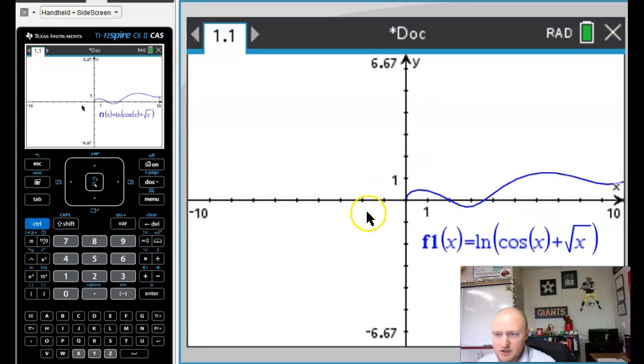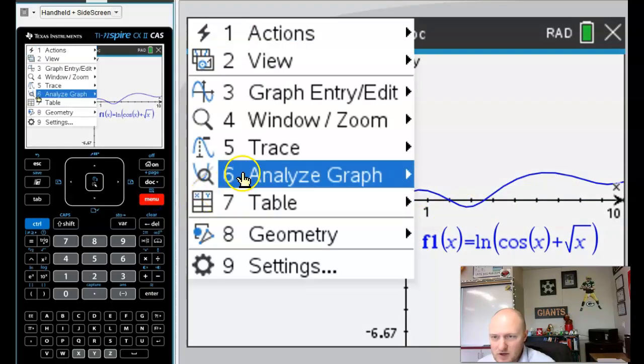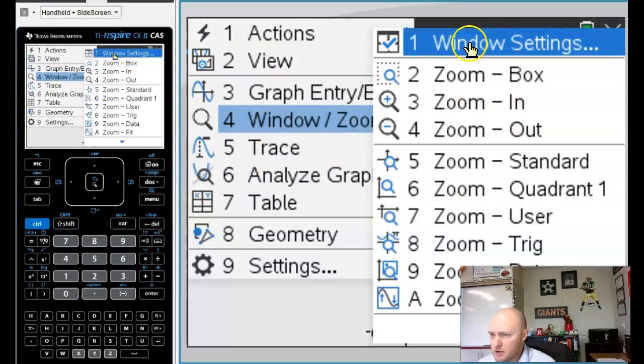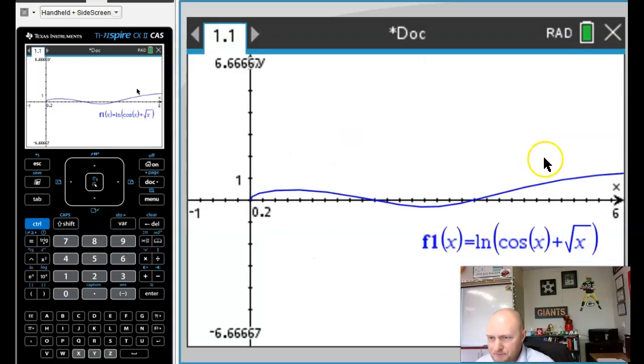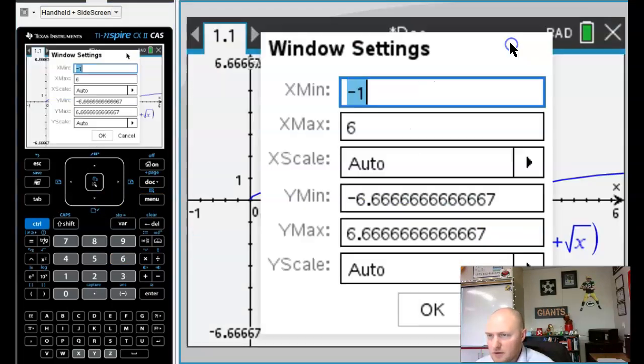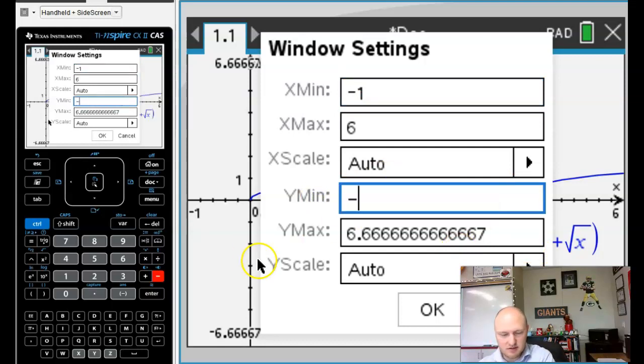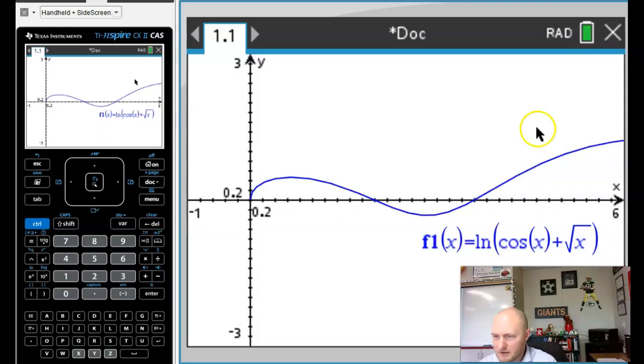Notice it's only defined from 0 to 5, so I'm going to adjust my window. I'm going to go menu, window, my settings. Really, I only want to look from, let's say, -1 to 6. And let's get a little bit better on our y-axis here. Let's do the y scale, maybe -3 to 3. I think that would be fine. Okay, so here is our f prime graph.